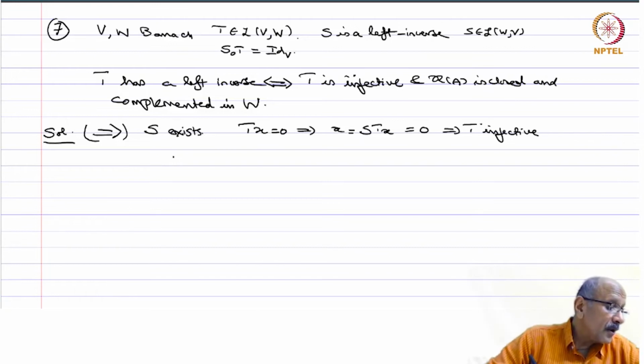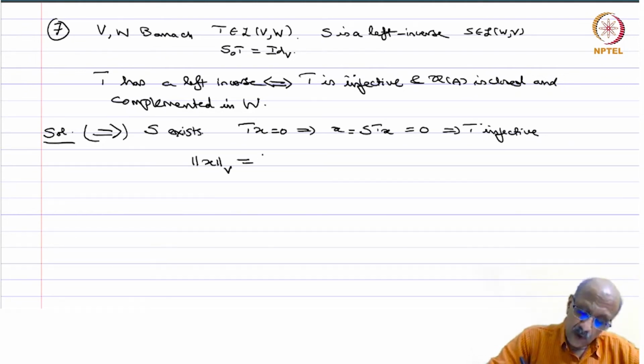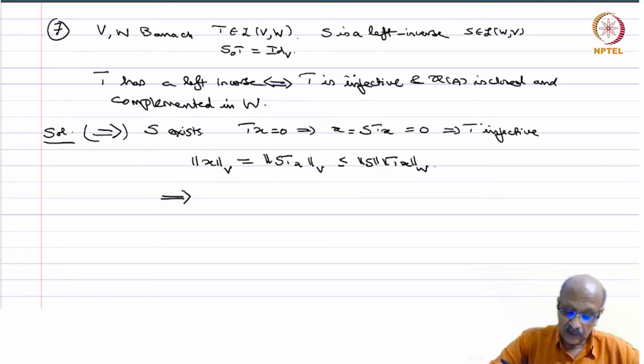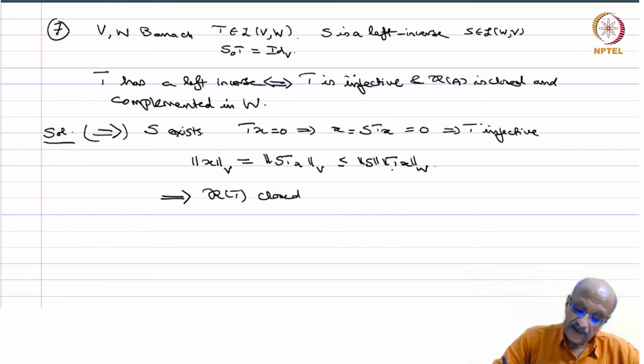Okay, so now let us take norm of x in V. This is equal to norm of STx in V. S is continuous, so this is less than norm S times norm Tx in W. Okay, so we have norm x in V less than a constant times norm Tx in W, and we saw yesterday in one of the theorems, if you have bounded below, then automatically range of T is closed. Why? You take any sequence in the range of T which converges, that sequence is Cauchy here, which means xn is also Cauchy, and by continuity you will be able to complete the proof. Okay, so range of T is closed whenever you have bounded below. So that is automatic. So we have shown that T is injective, range is closed.